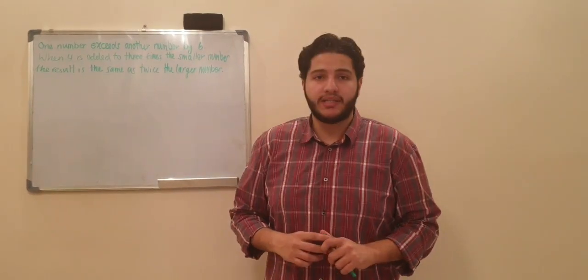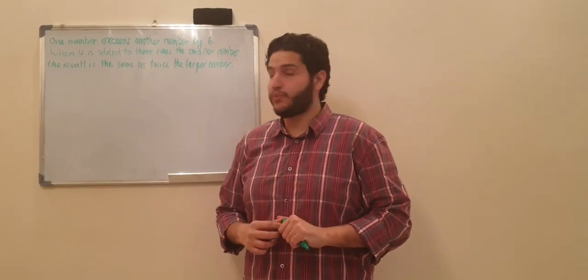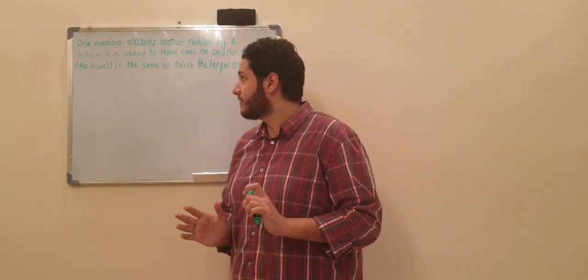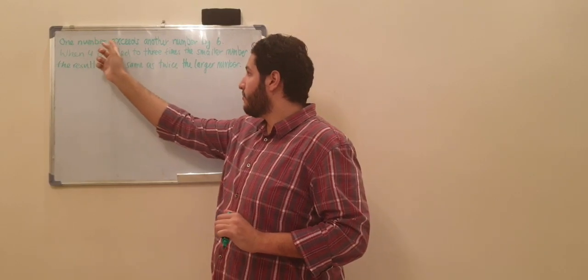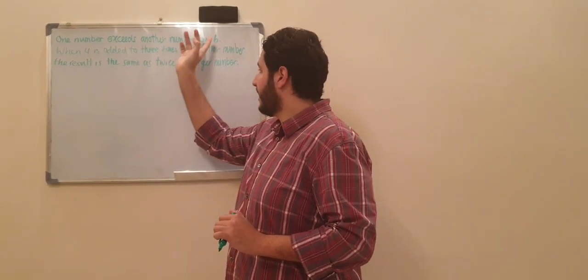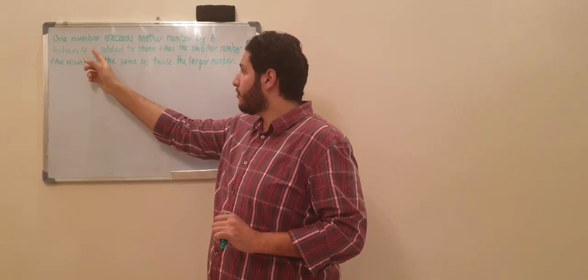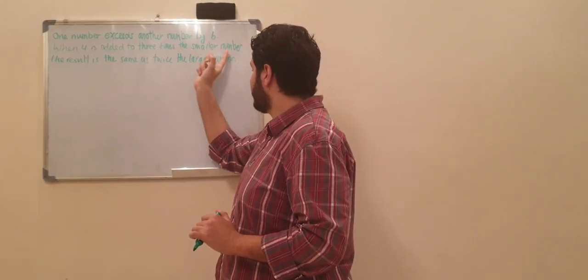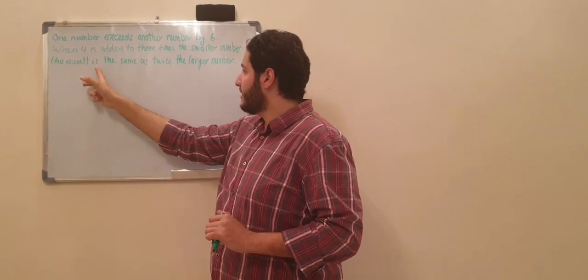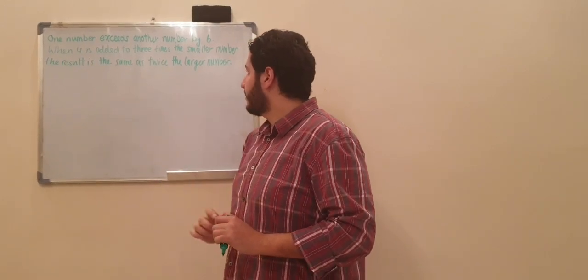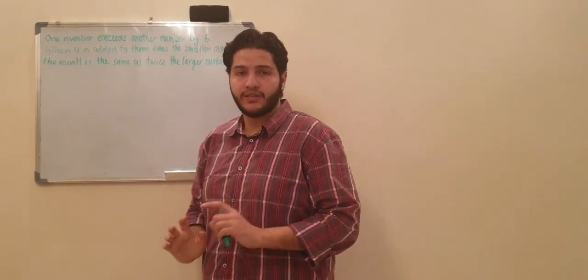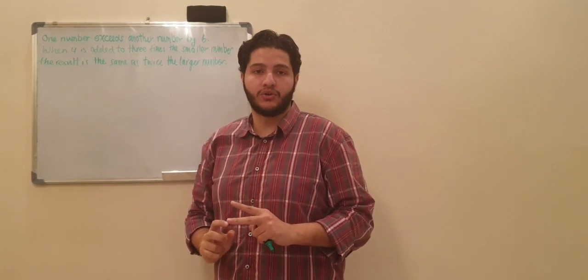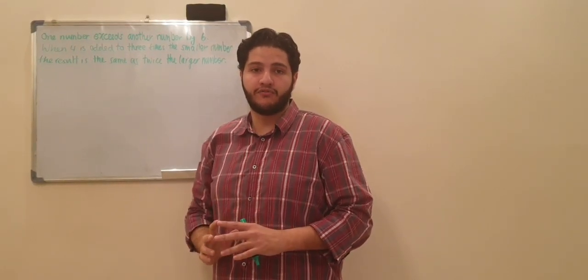This last example right here is a solved example in your book. The statement of this example says, one number exceeds another number by 6. When 4 is added to 3 times this smaller number, the result is the same as twice the larger number. So here in this example, you have two numbers that you don't know, and you need to find their values.